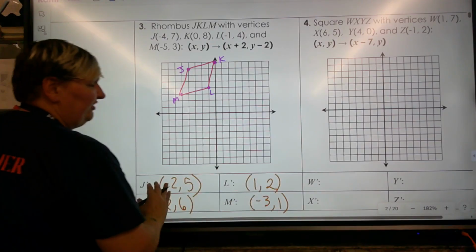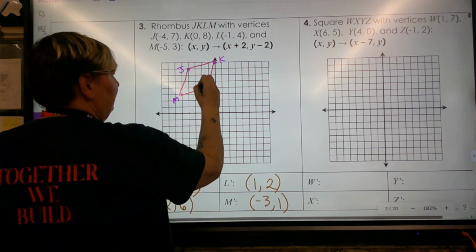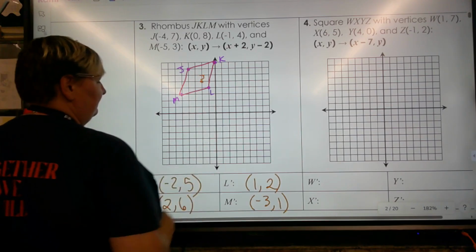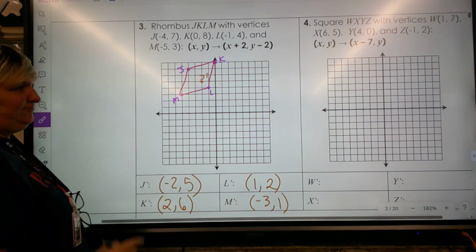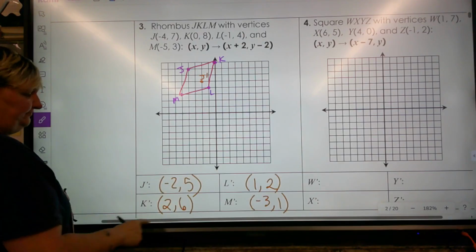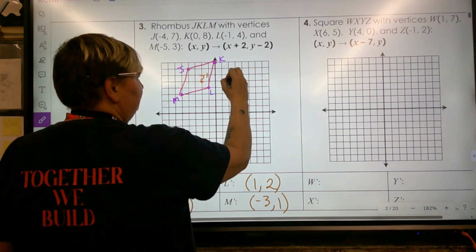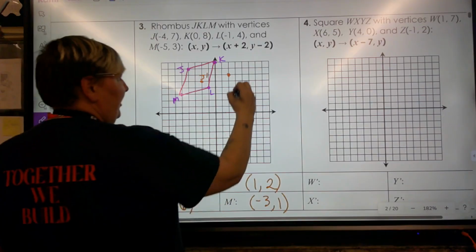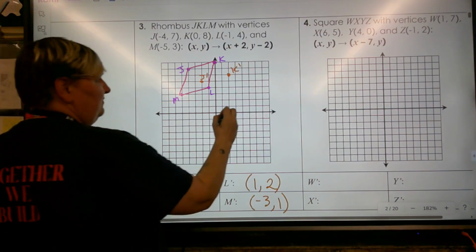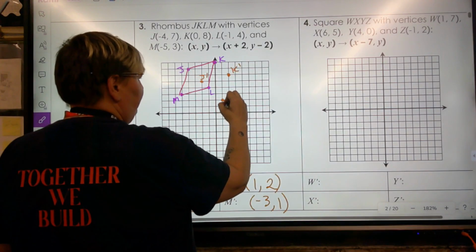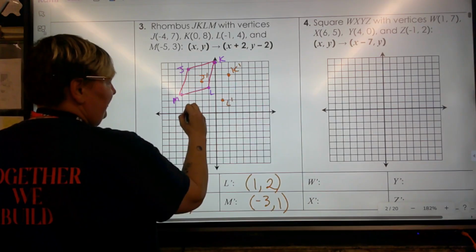Right, now that you have the coordinates, just graph it. Negative 2, 5. That's your J prime, so that I know it's your image and pre-image. 2, 6. And that's your K prime. 1, 2. And that's your L prime. Negative 3, 1. That's your M prime.